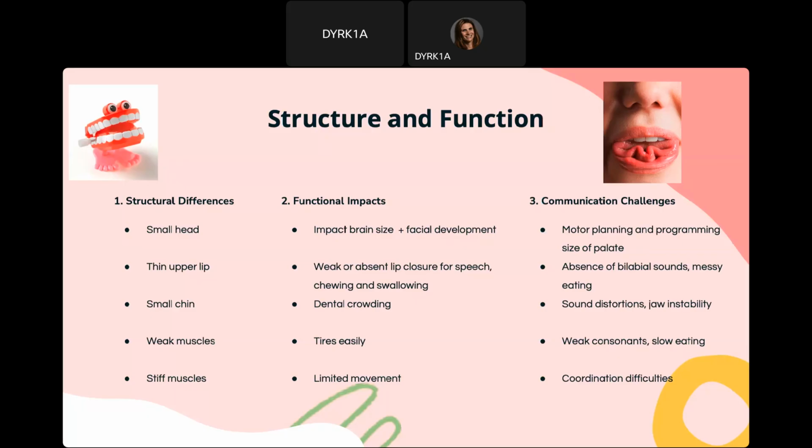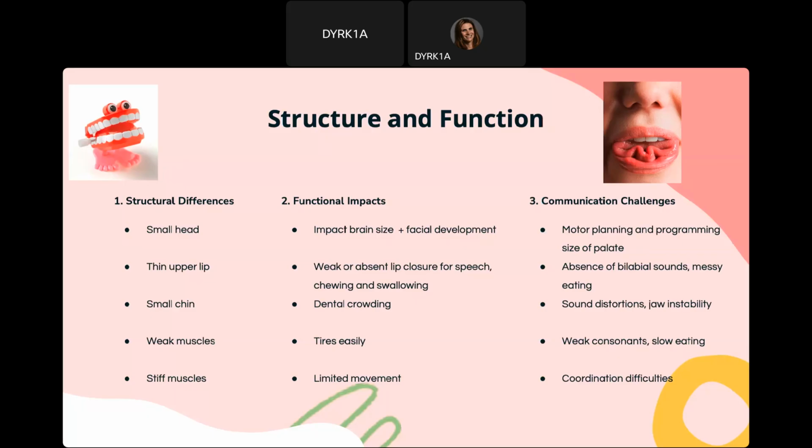So first of all, we know that a common characteristic in structure is a small head. This can impact brain size and the size of facial development. And then that can lead into, like I said before, the size of the palate and how well we are able to send motor signals from the brain to.